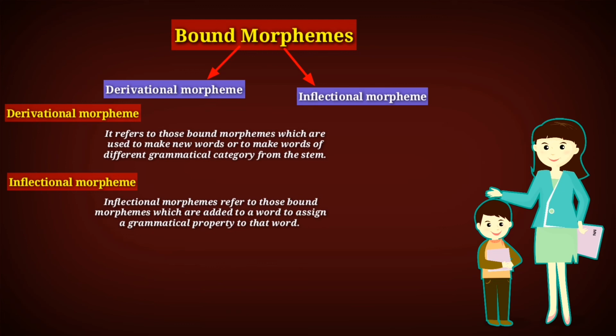For example, look at this sentence. She played the guitar at the party. Here look at the word played. Here ed is an inflectional morpheme because it shows that it is past tense.